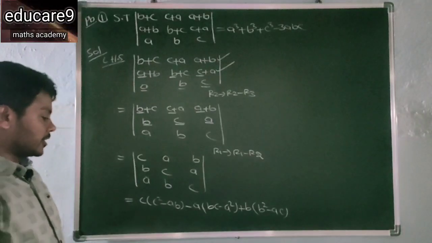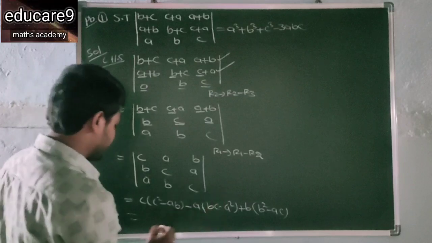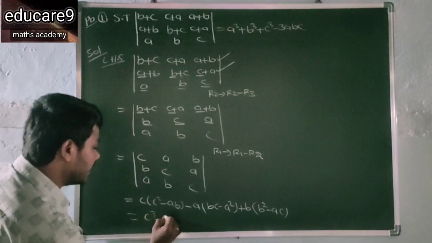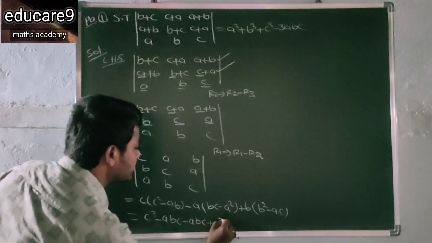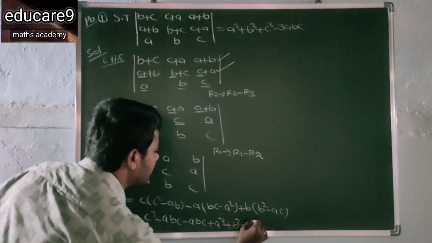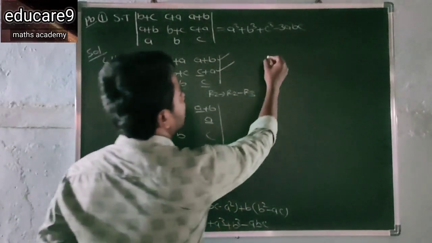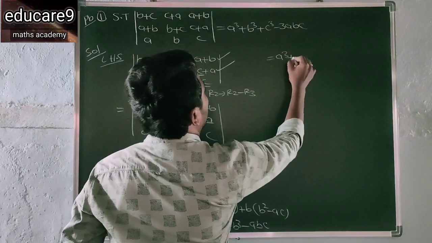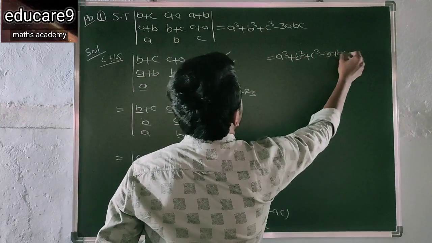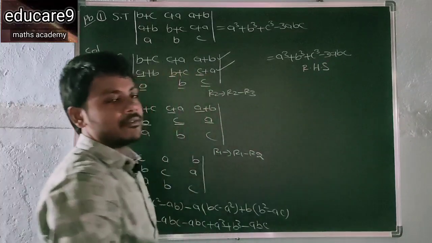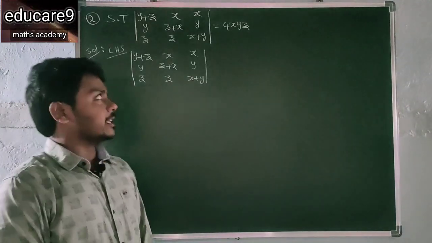Now simplify this, what you get? This is c cube minus abc plus a cube plus b cube minus abc. Therefore, this is a cube plus b cube plus c cube minus 3abc, which is the RHS. So, therefore, both LHS and RHS are equal. So, see the next problem.